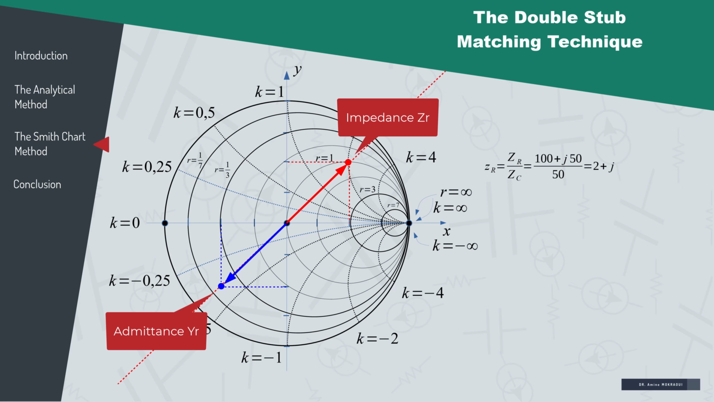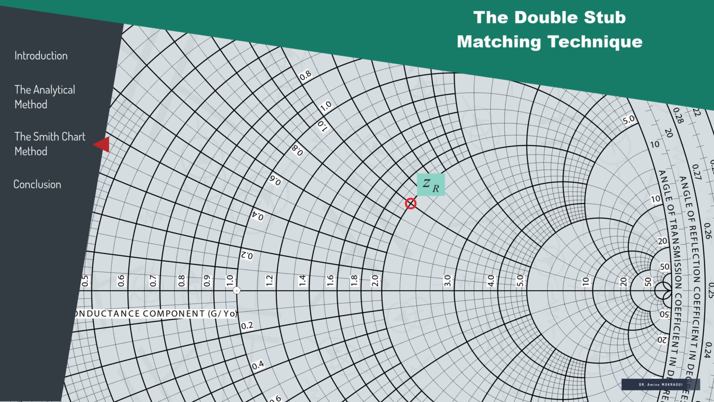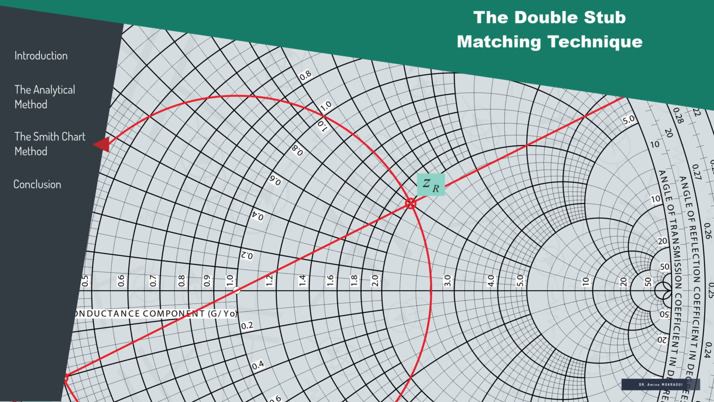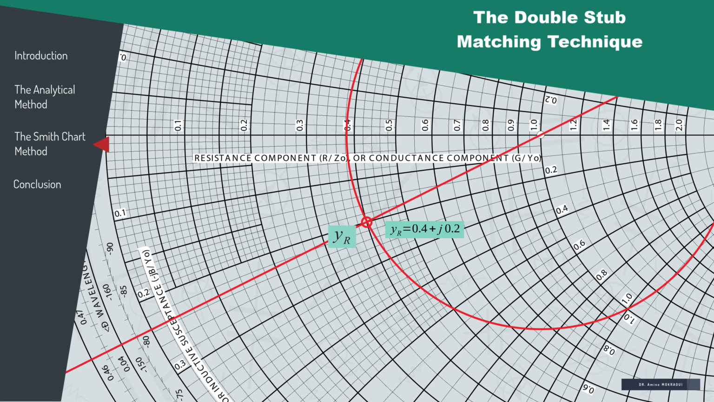First, we locate the point representing ZR on the chart. Then we draw the circle of constant reflection coefficient. We draw also a straight line comprising the center and ZR. And finally, we get YR from the intersection of the line with the reflection coefficient circle. Although it is unnecessary to evaluate YR, we get it from the chart for the sake of comparison with the analytical method. We get YR equals 0.4 plus J 0.2.